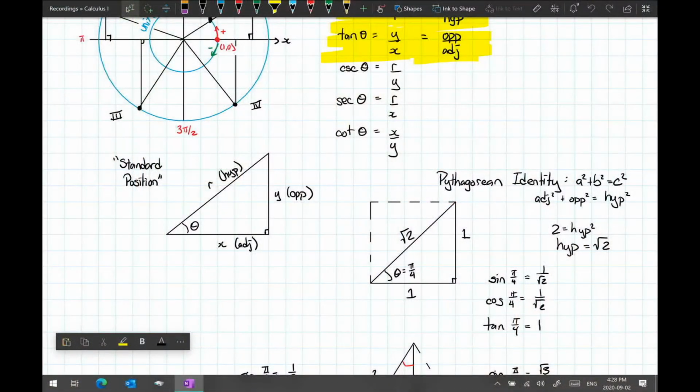We just want to see if we can put this information together and form the graphs of sine, cosine, and tangent, the same way that we did with the algebraic functions in our last video. So let's put this together, and let's take a look at the graphs.